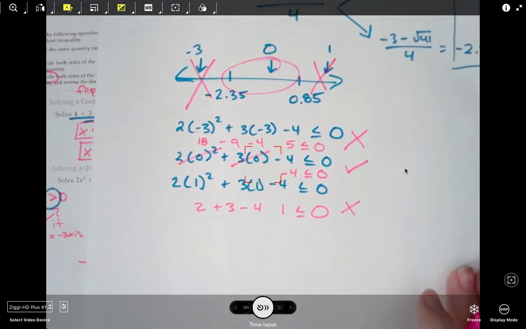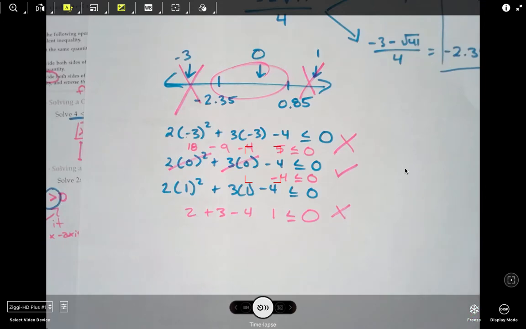Wait, so if you just plug in 0 and it doesn't work, then the other two have to be right? Most of the time, yes. Okay, why would they not be? Why would they do this? Why? I don't know.